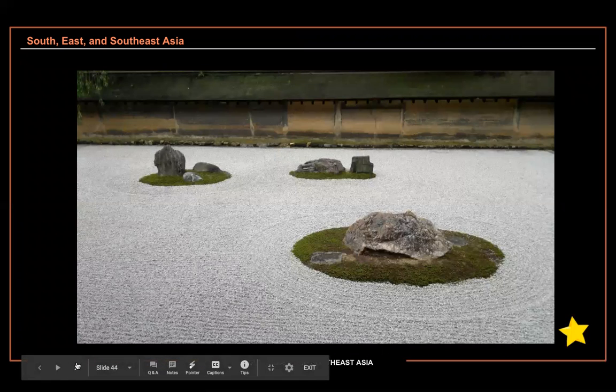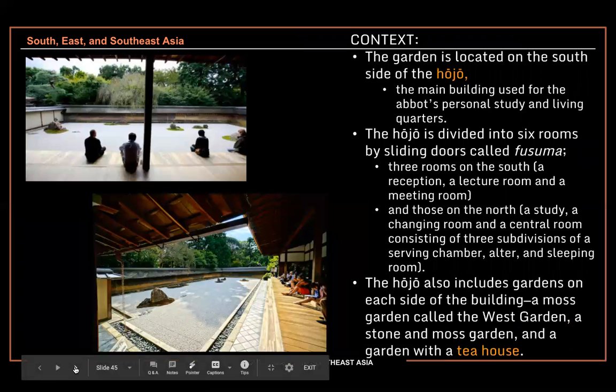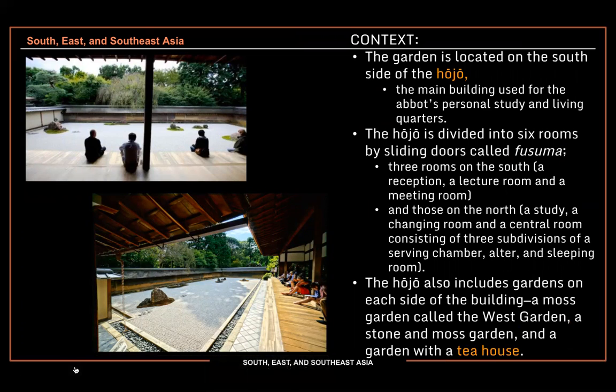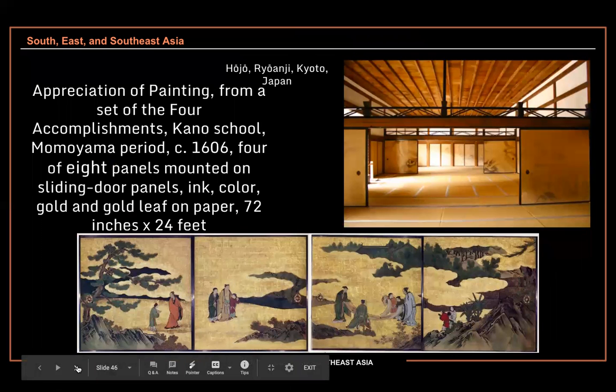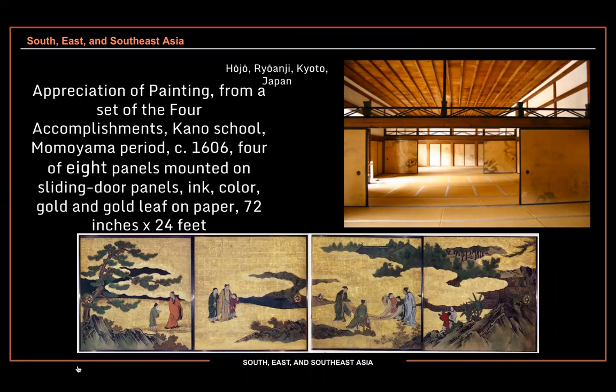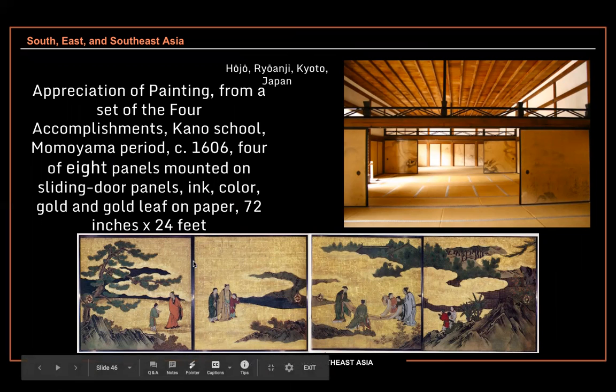So here you can see how it's raked around these islands of moss. And then this garden is connected to the Hojo, which was a personal study for the abbot as well as learning quarters. It also is connected to a tea house. And so inside of it, it has these big, large open areas and large windows where you could really appreciate the natural environment. It's very common on these screens that divide the rooms to have large paintings, and very similar to what we saw with the Chinese paintings, they're really focused on water and land and water and mountains.